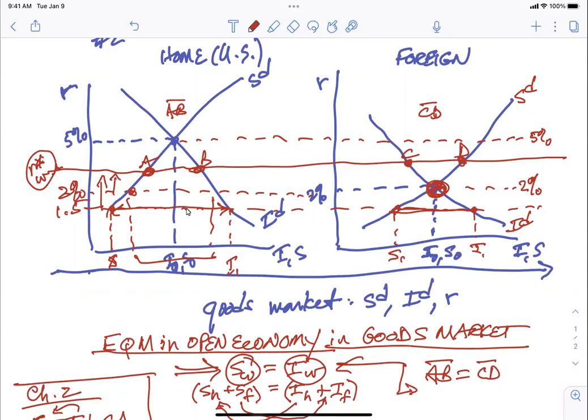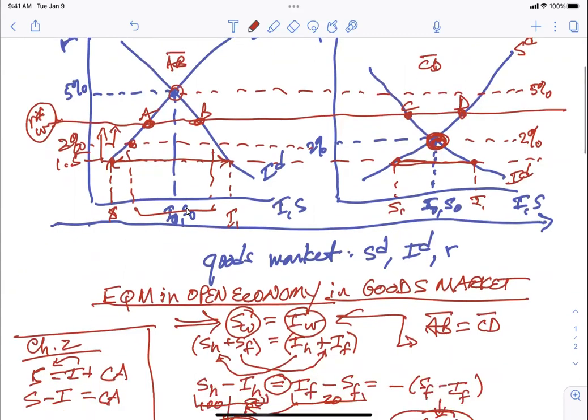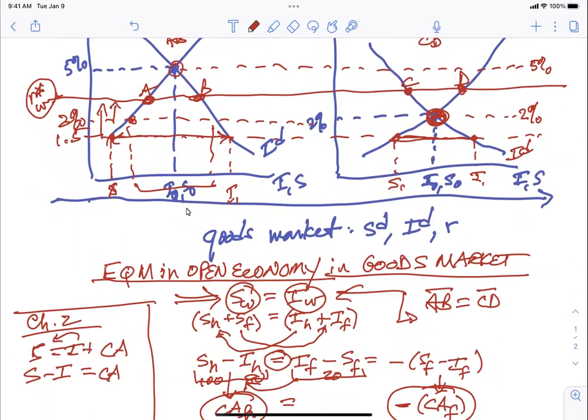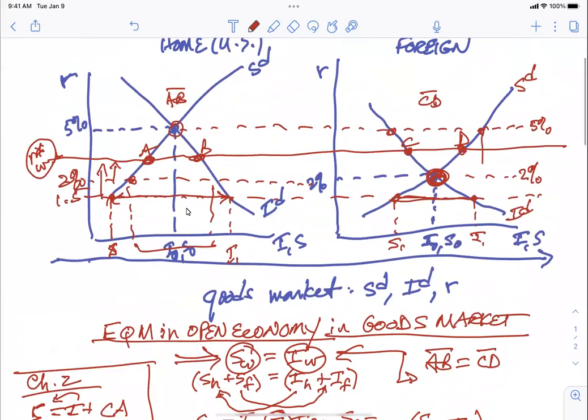But I needed to explain the why part, right? It can't be 5%, because in that case, in the US, saving and investment are equal. They're the same, right? Savings minus investment is 0. But over in the other country, the rest of the world, the amount of saving is bigger than the amount of investment. There's a surplus of saving in that country and in the world economy, and so interest rates are going to go down. Where do they stop?